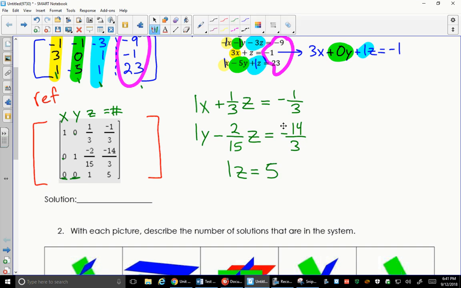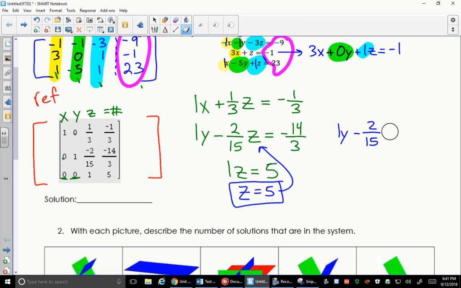All right, so now we're ready to solve. And really, after this, this is where you guys were good, and you were able to do your substitution really well. So z equals 5, because 1z and z are the same thing. So we're going to take this and plug it in here. So we have 1y minus 2 over 15 z. And 2's and z's can look alike, so I'm doing the little thing in the middle to help me know that it's not that. Oh, where am I messing up? It's not z anymore. We know that z is 5. And then we know that this equals negative 14 over 3.